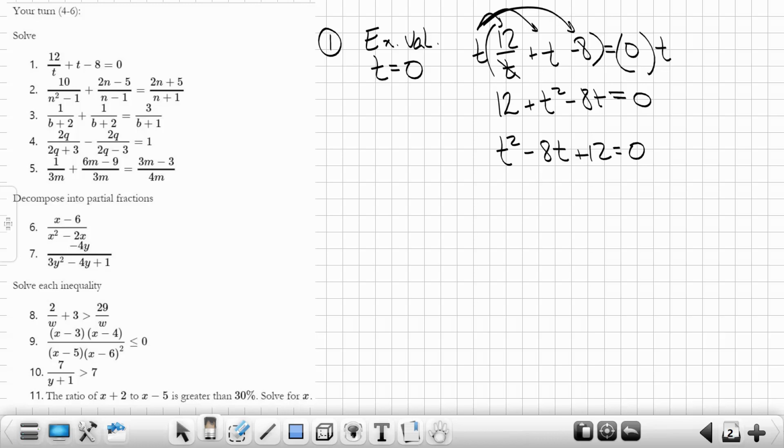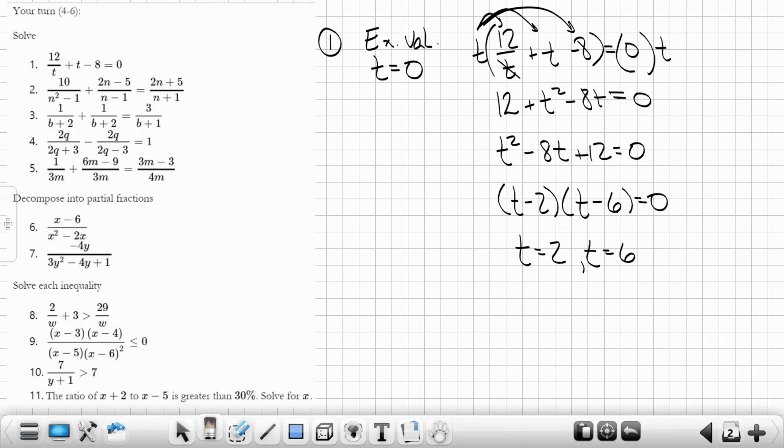So at this point, we can say multiplies to 12, adds to negative 8. That's a very easy factor. What is it, Aaron? 2 and 6, yeah. So this is going to be t minus 2 and t minus 6. Right? Because negative 2 times negative 6 is positive 12, and negative 2 plus negative 6 is negative 8. So our solutions are t equals 2 and t equals 6. Neither of those are 0, so those are simply our solutions. Any questions on that?